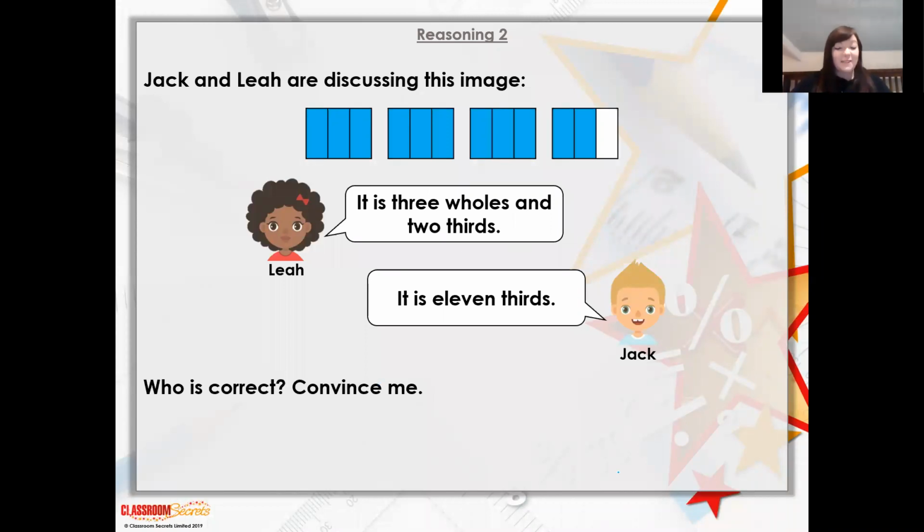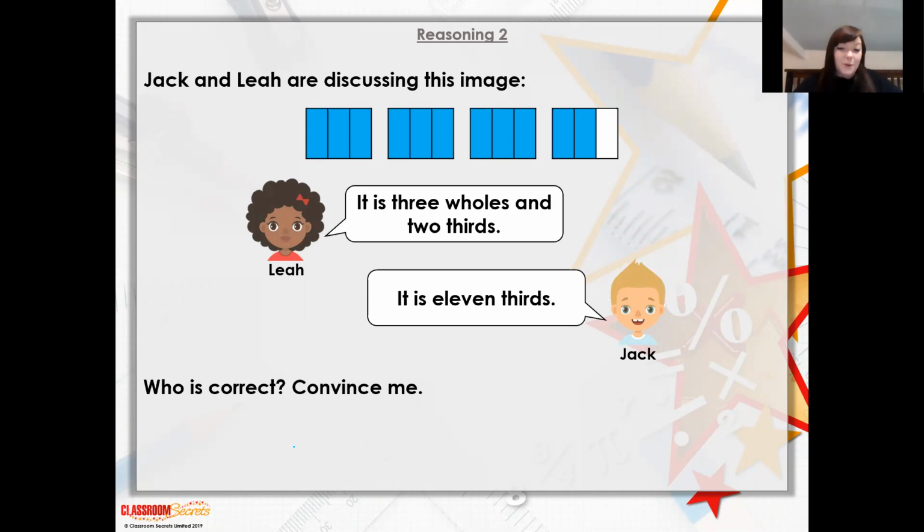So here we just have a little problem to end with. So Jack and Leah are discussing this image. Leah thinks it is 3 wholes and 2 thirds. So she thinks there are 3 whole blocks coloured in and there are 2 thirds left over. Jack thinks it is 11 thirds.